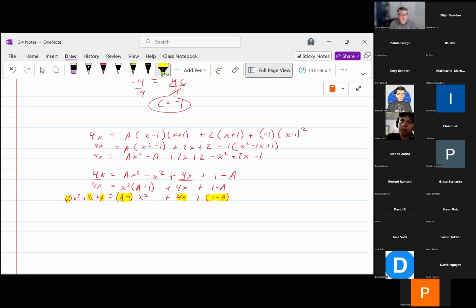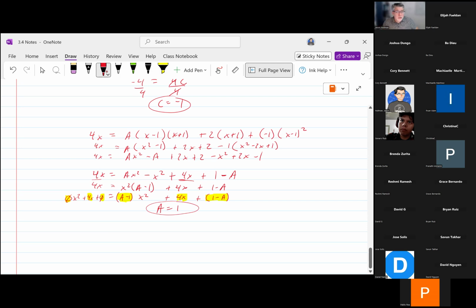One. Yeah, 1, thank you, Daniel. If I need a 0 in front of x squared, then 1 minus 1 is 0. And if I need a 0 for my constant, then 1 minus 1 is still 0. So this tells me that a must equal 1.